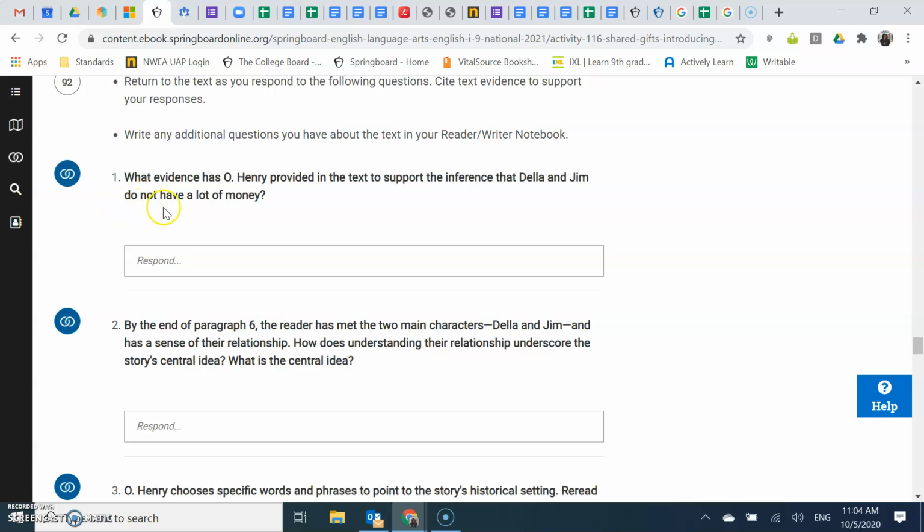Number 1, what evidence has O. Henry provided in the text to support the inference that Della and Jim do not have a lot of money? So you are going to pull evidence from the text that shows that they do not have a lot of money. Now, yes, of course you can copy and paste, but there are multiple places in here. So don't just give me one, give me several places where we can make a guess that these two people do not have a lot of money.